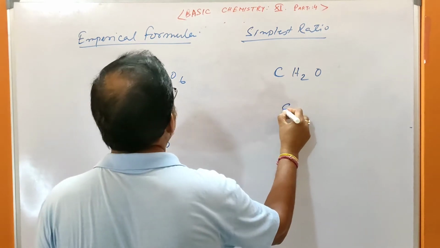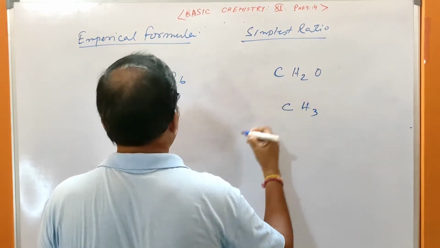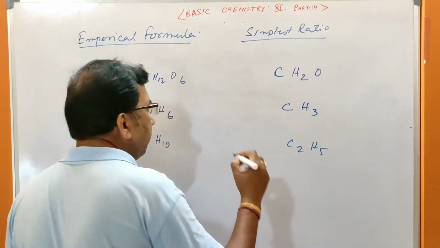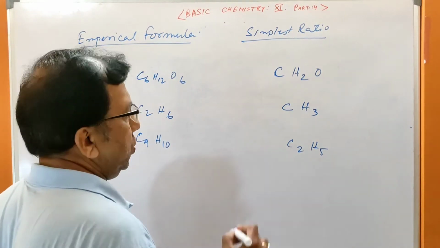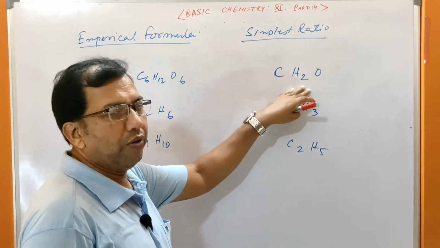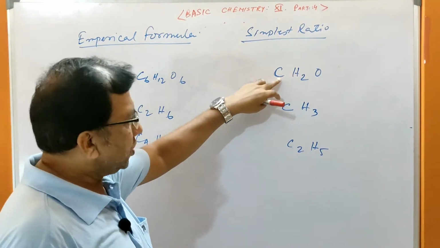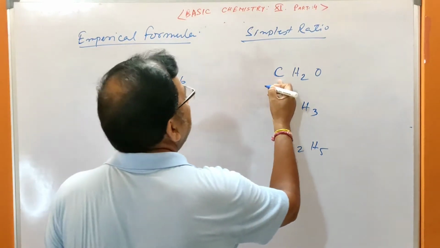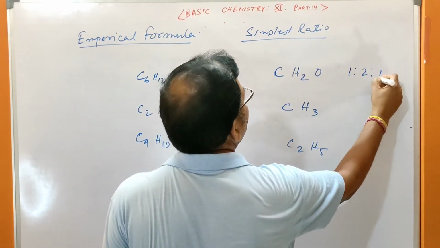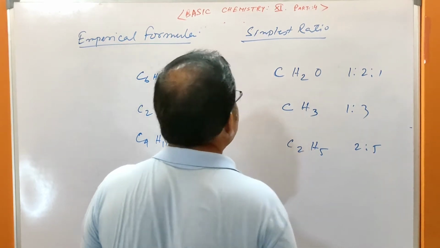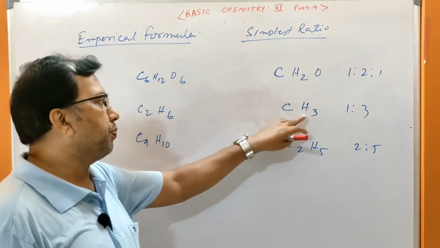It will be CH3. It will be C2H5. Simple whole number ratio. Simple ratio of the atoms present in a compound. Ratio of that means इसमें 1 है, 1:2:1, 1:3, 2:5. Simple ratio of the atoms present.